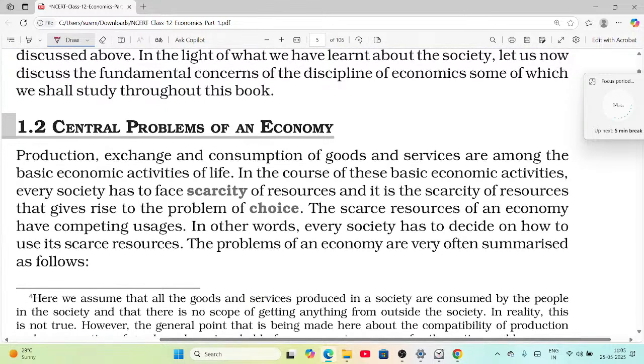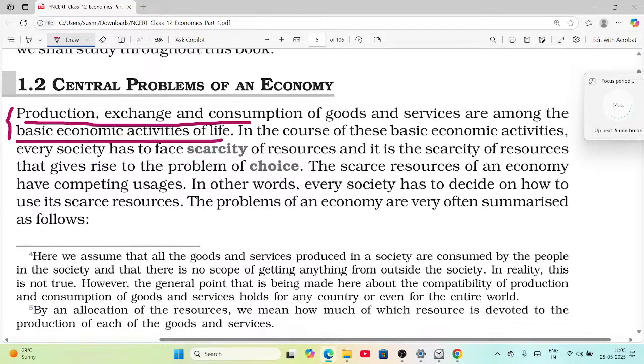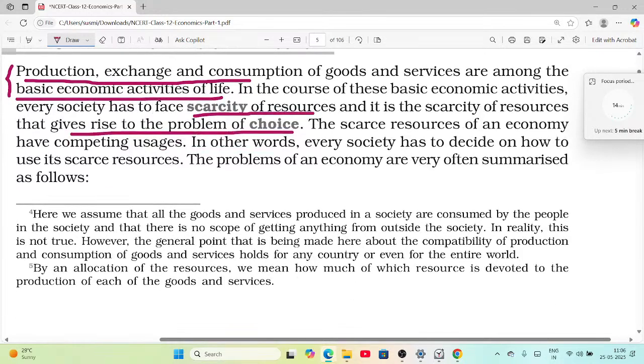Production, exchange, and consumption of goods and services are the basic economic activities. These are the basic economic activities of life. In the course of these basic economic activities, every society has to face scarcity of resources. It is the scarcity of resources that gives rise to the problem of choice. The scarce resources of an economy have competing uses. In other words, every society has to decide how to use its scarce resources.